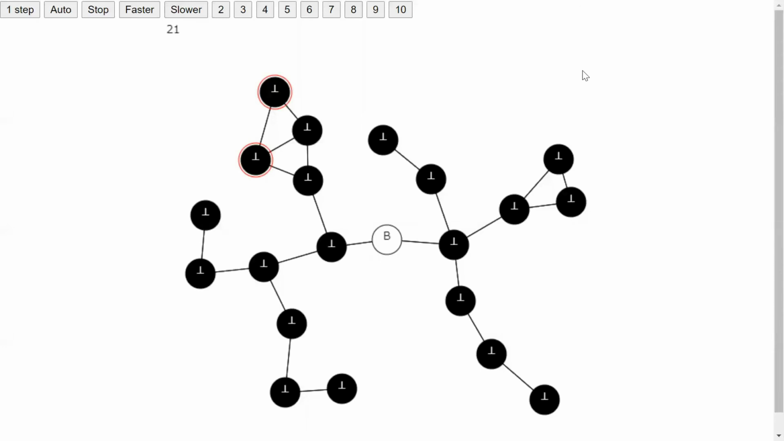This is a demo program of the protocol. This one is the base station. First, distances from the base station are assigned.